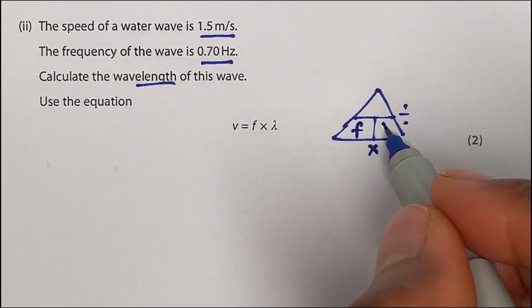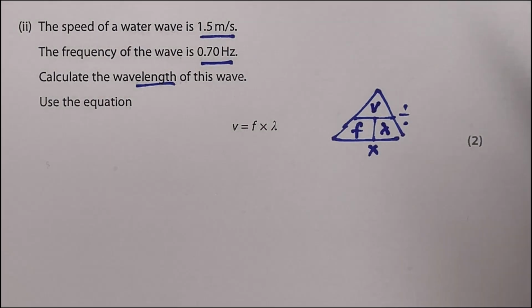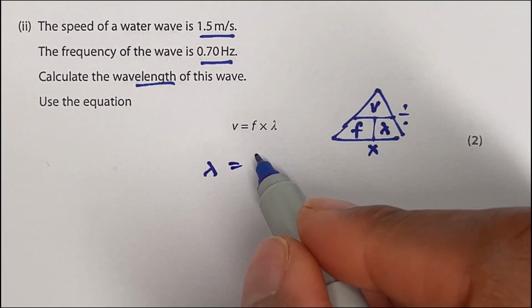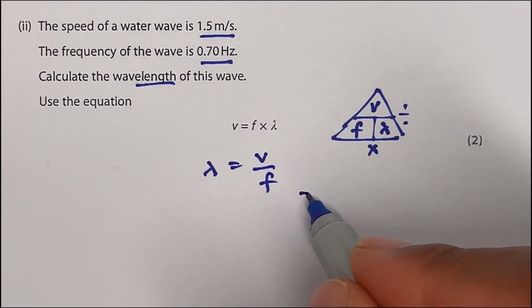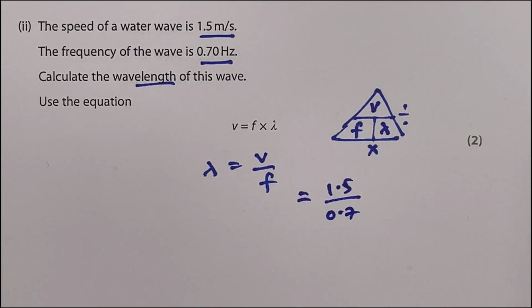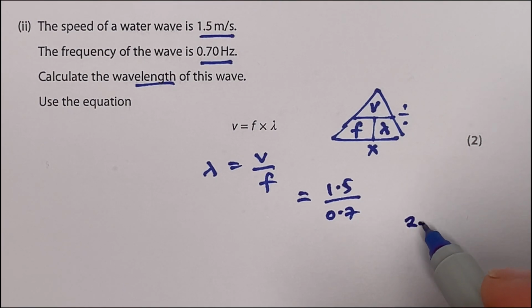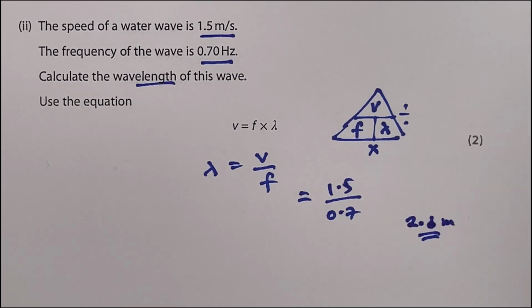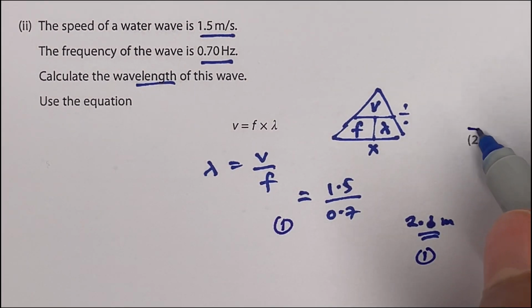So f will be here, wavelength will be here, so v will be here. If I'm looking for wavelength, it is v divided by frequency, and v is my wave speed, that's 1.5. Frequency is 0.7. So my wavelength would be 2.1 meters. I've shown my working out and I have my answer. That gets me my 2 marks.